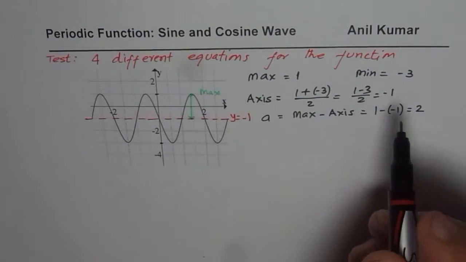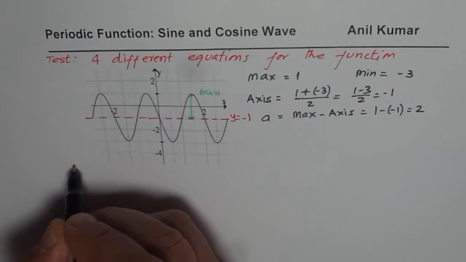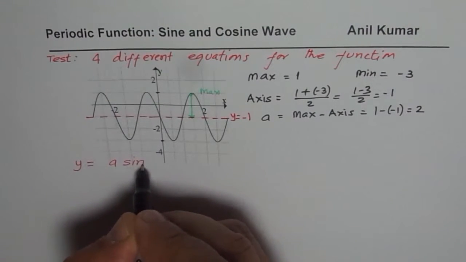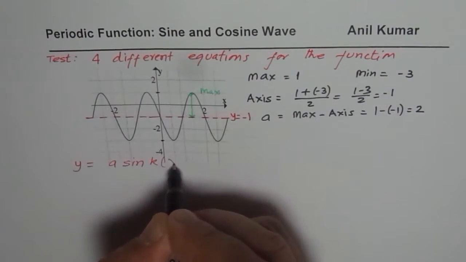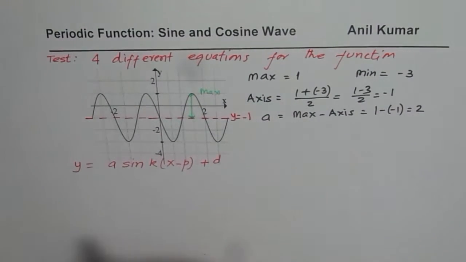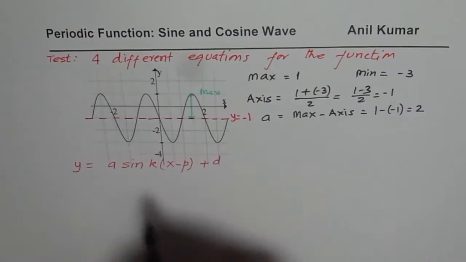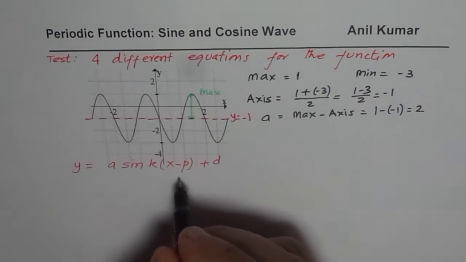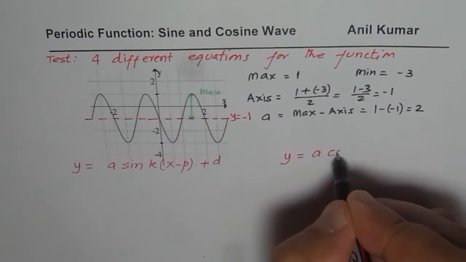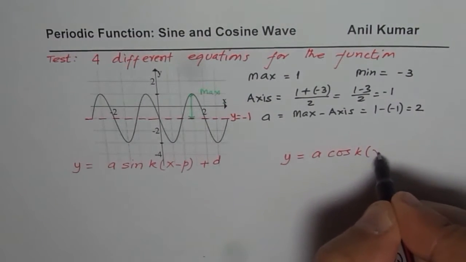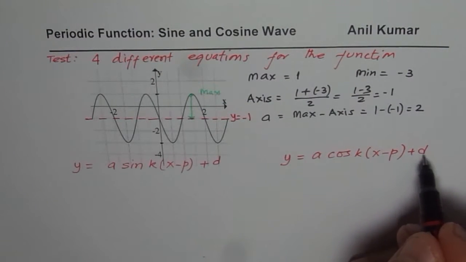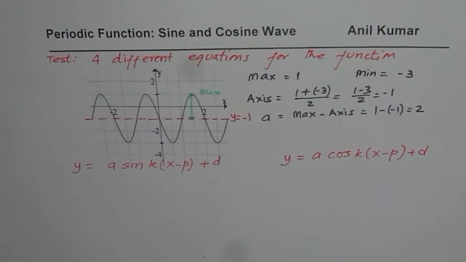When we say equation, we are trying to say equation in the form of, let me write that also, y equals a sine k times x minus phase shift plus d, right? Or q you may write. Now we are looking for four different equations, so we could work on sinusoidal function, and we could also work on y equals a cos k times x minus p plus d, right? Some books will write c and some books will write q. I've just mixed up both.